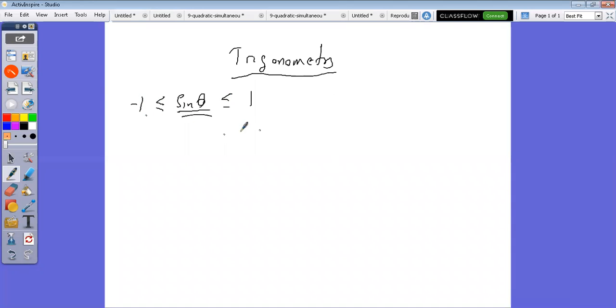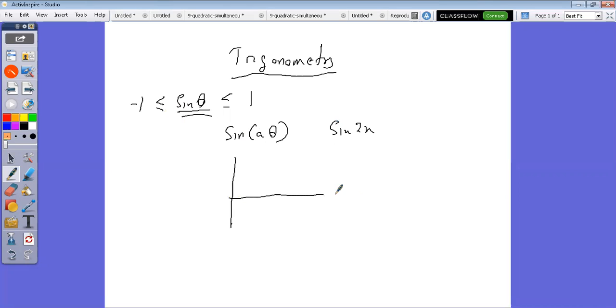The range of sine theta, and everyone is supposed to know how to draw the curve of sine theta. But what I want to look at is what happens if I have y is equal to sine a theta, like this? By a, I mean a can be any number, any integer or a fraction. For example, if I have y is equal to sine 2x, how does that affect our general graph?